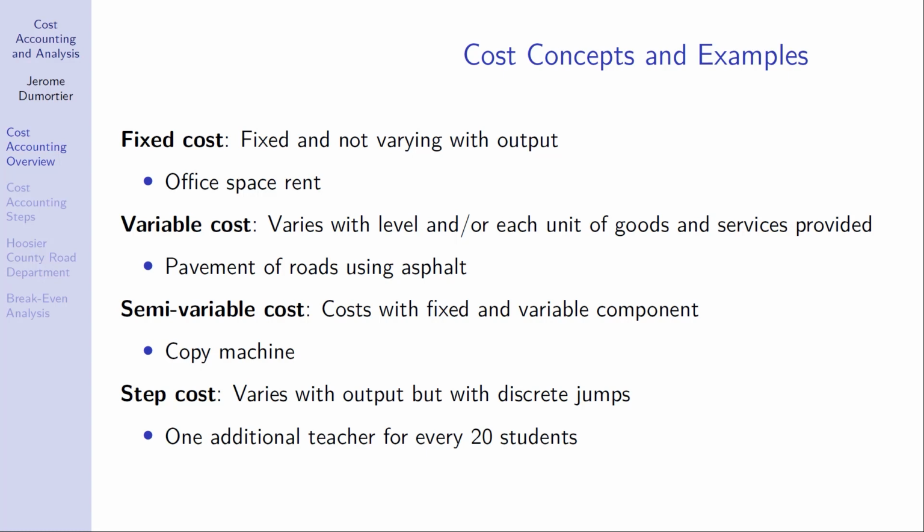Then we have variable cost. The variable cost varies with the level of output or with each unit of the good or service provided. If you're thinking about the example of road maintenance, then if you're paving more roads, you need more asphalt. So the asphalt would be a variable cost. Then there are also semi-variable costs that have a fixed and a variable component.